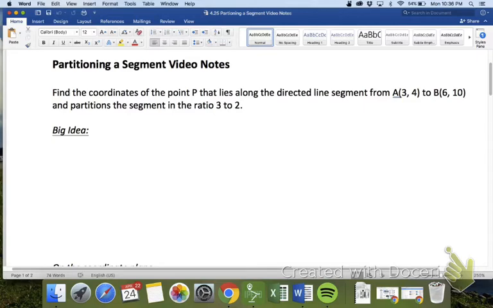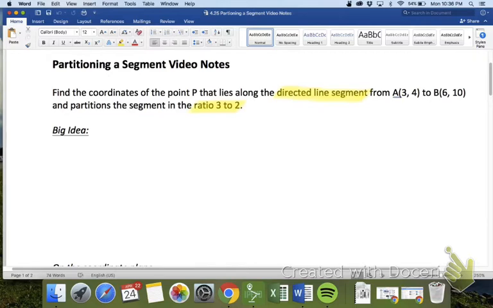So we are given a situation like: find the coordinates of the point P that lies along the directed line segment. We're going to come back to this keyword, directed line segment, from A, the point 3, 4, to B, the point 6, 10, and partitions the segment in the ratio of 2 to 3. Okay, so to get the big idea of what this is talking about, because it might not be immediately clear what this is asking you to do.